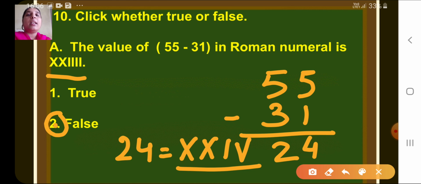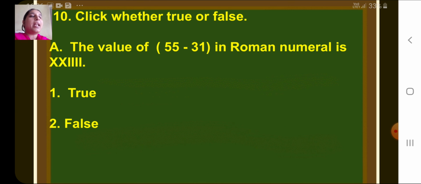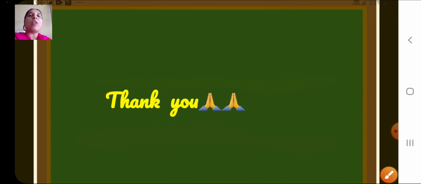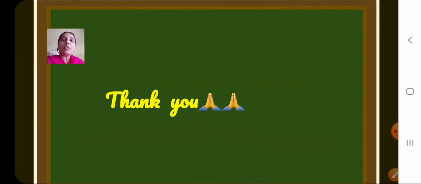Got it, children? In the same way, you have to solve all the questions and then you have to find the answer and then you have to just click on the correct option.